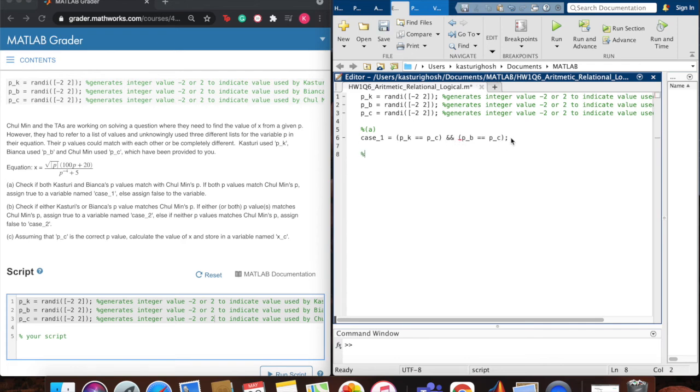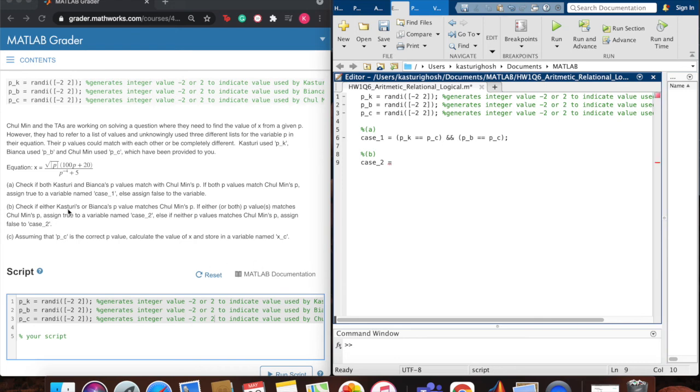All right, moving on to question 2. Check if either Kasturi's or Bianca's p value matches with Chilman's. If either or both p values matches, assign true to a variable named case 2. Else, if neither p value matches, assign false to case 2. Okay, so the variable for this particular segment is case 2. I'm going to write that. I'm going to put the equal to sign.